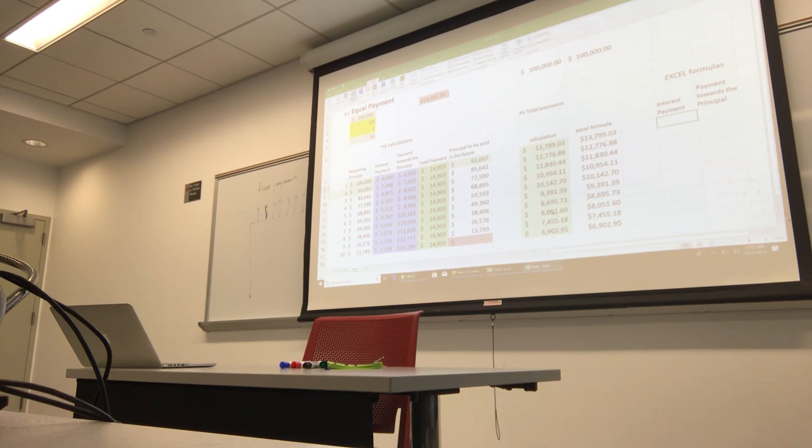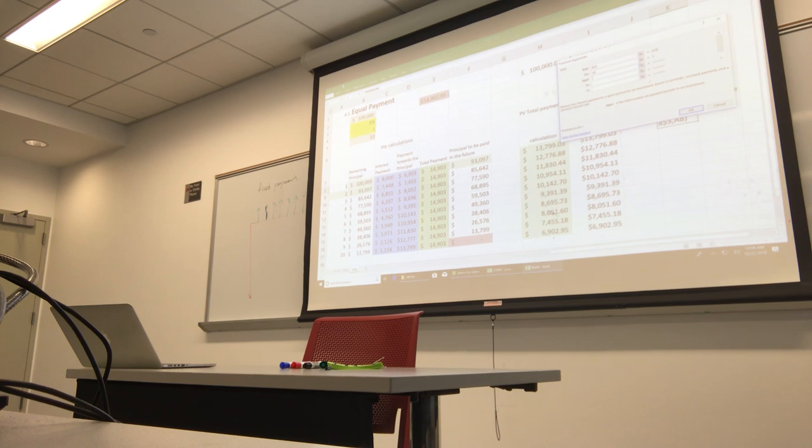I go on and I find the interest payment. The interest payment is this function here. The interest payment has arguments. What is the rate? The rate is fixed. What is the period? The period is changing. But the number of periods that I have is fixed. There are 10 periods. And I want to see what is the present value of my loan. The present value of my loan is what I have here. And that is fixed.